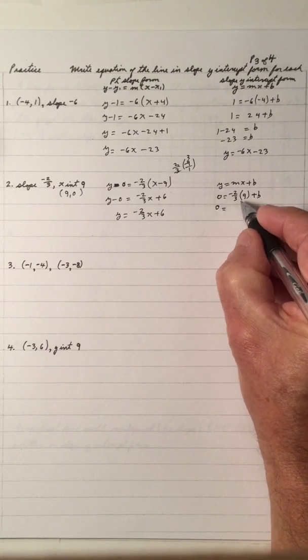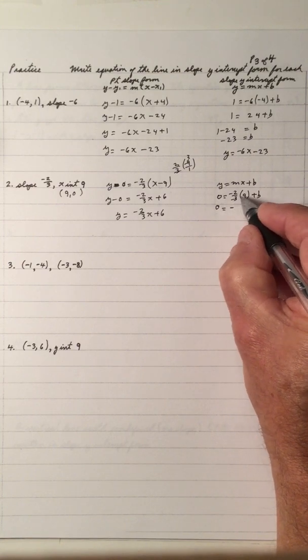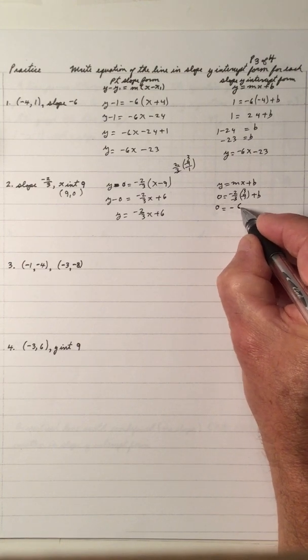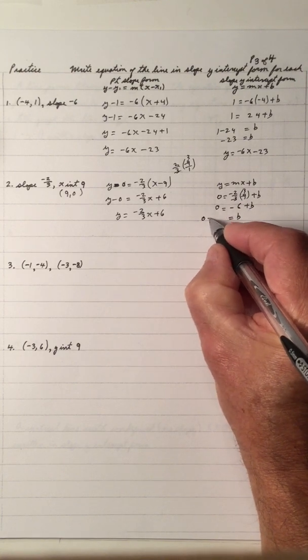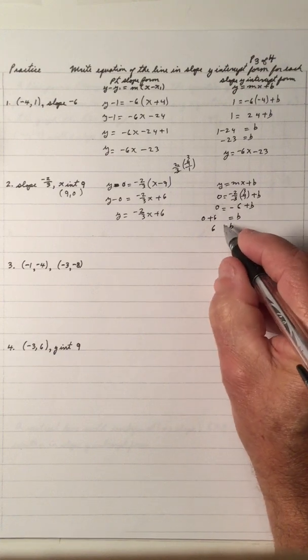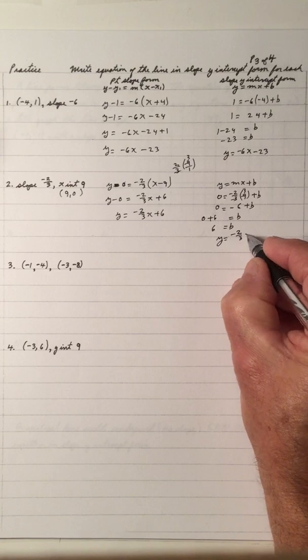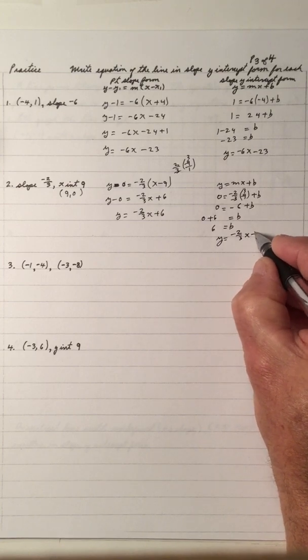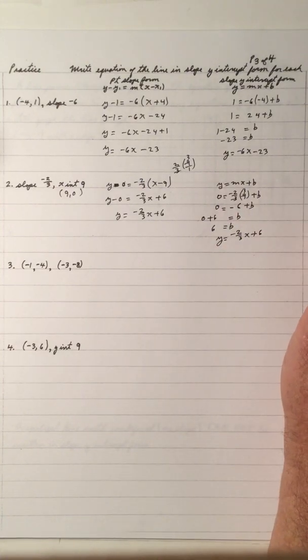So 0 equals negative 2/3 times 9. 3 into 9 goes 3, so that's negative 6 plus b. And b is 0 plus 6, so b is 6. And my equation is slope, negative 2/3, plus b, which is 6. And my two equations are the same. Again, two options, your choice.